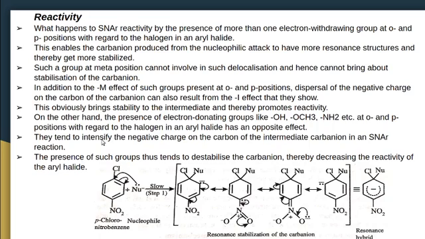increasing the number of electron withdrawing groups also affects the reactivity of the aryl halide. That means increasing the number of nitro groups causes an increase in the number of resonance structures. So that is another factor for increasing the reactivity of aryl halides that we discussed here. That means if there is more than one electron withdrawing group, that will increase the reactivity by increasing the resonance structures. Thank you.